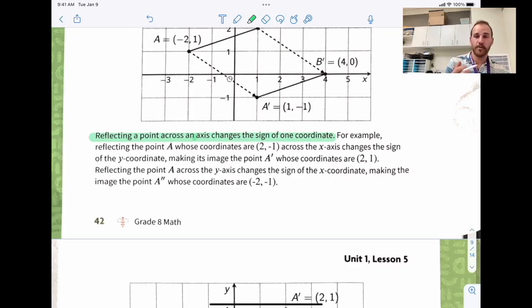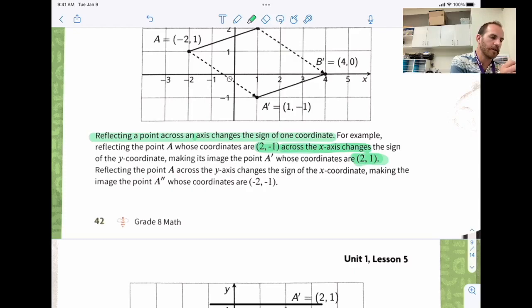You could actually perform the transformation, but if you remember this rule, you can just switch the sign of one of the coordinates. For example, reflecting point A, whose coordinates are 2, -1, across the x-axis changes the sign of the y-coordinate, making A prime 2, 1. So this is a good thing to connect. If we have 2, -1 across the x-axis, we get 2, 1.